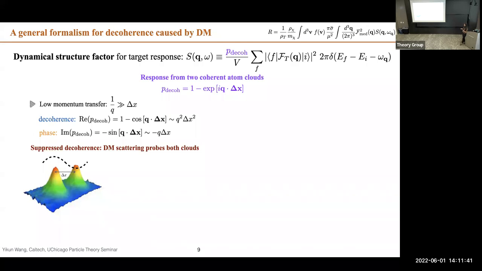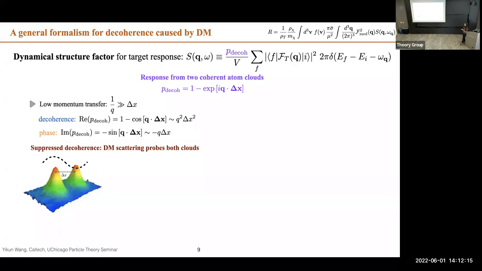Firstly, if your momentum transfer is really low, it means the characteristic wavelength of your process is really long. It's a kind of long wavelength limit. That means you're going to probe both atom clouds instead of one, so it's not a really localized interaction. In that case, naively you would expect the induced decoherence and the phase shift to be suppressed. You can see this very clearly from a simple Taylor expansion of this P decoherence here.